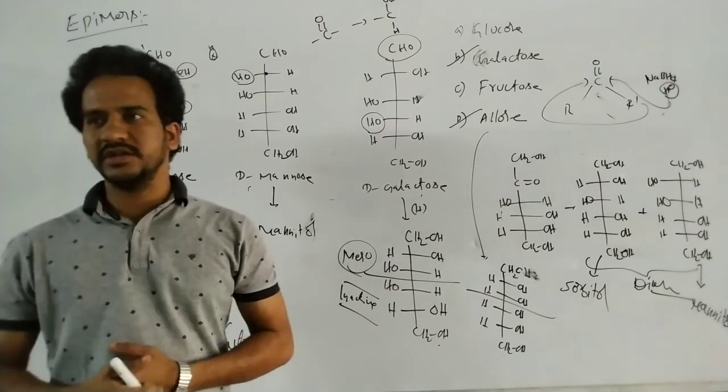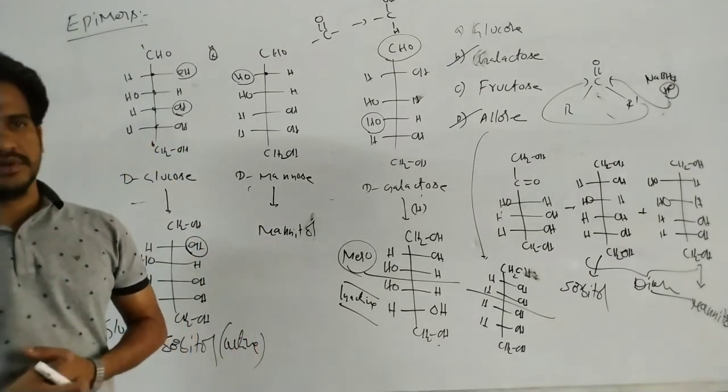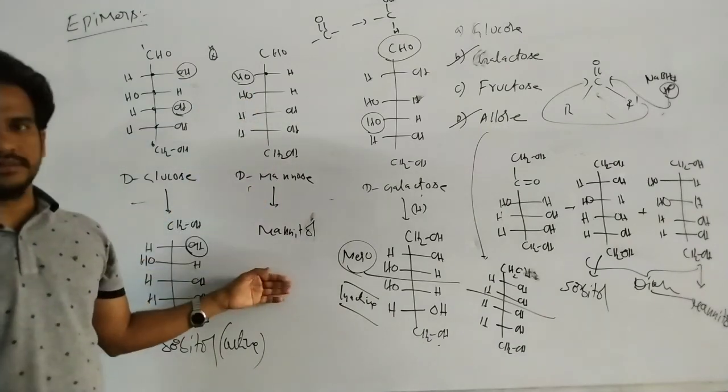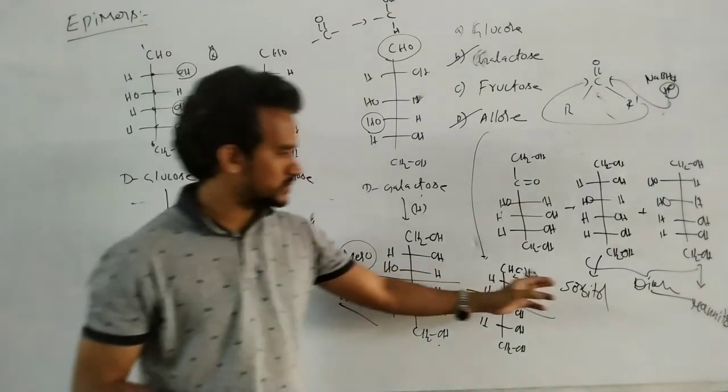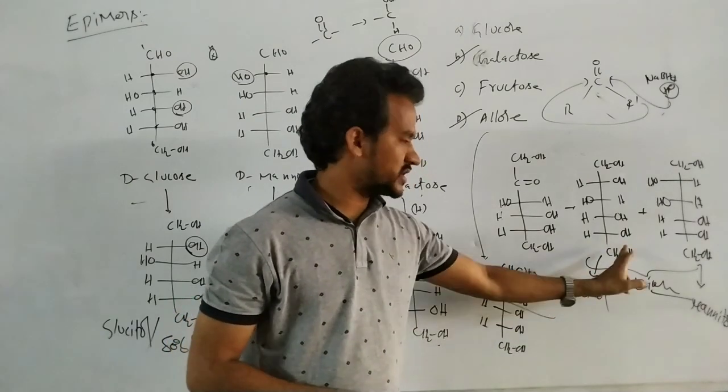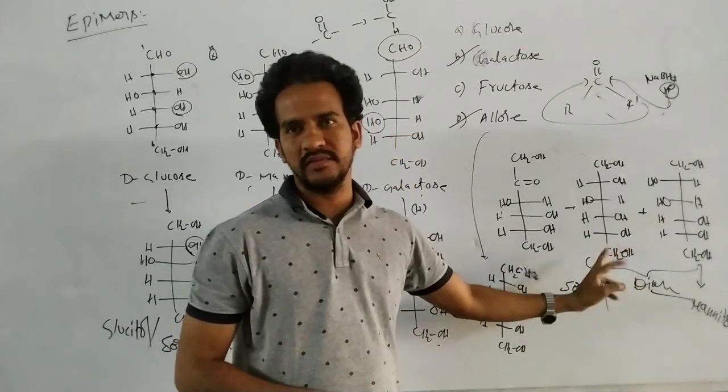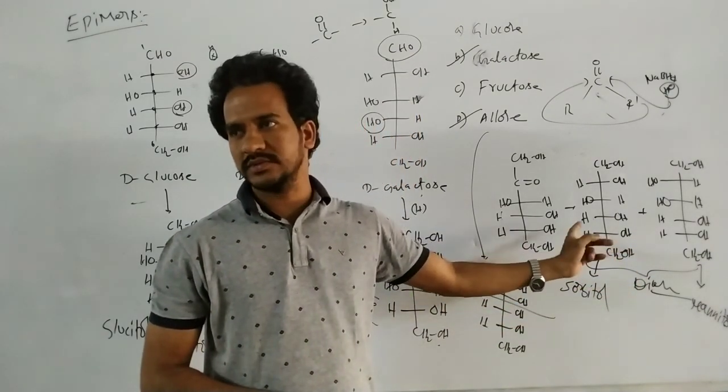So glucose on reduction gives sorbitol or glucitol. Mannose on reduction gives mannitol. Now next, fructose on reduction gives both sorbitol and mannitol, 50-50, a pair of diastereomers.